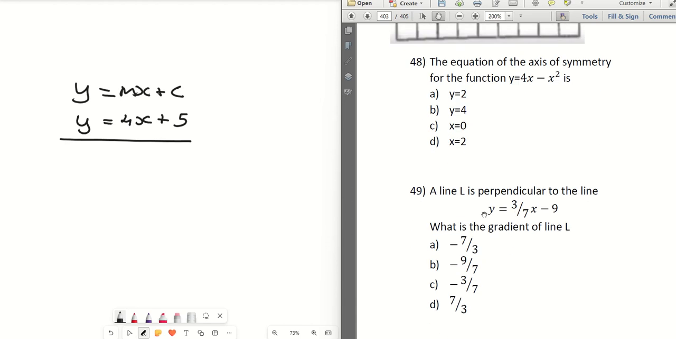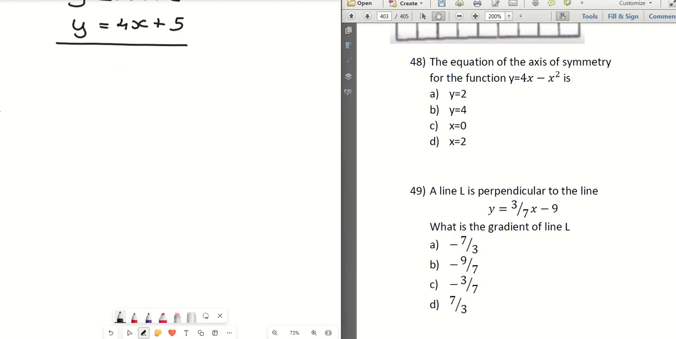Right, number 49. The line L is perpendicular to the line given. What is the gradient of line L? Please know that perpendicular lines meet at 90 degrees. That means the gradient of M1 multiplied by the gradient of M2 is equal to -1. This is what you have to remember, right?